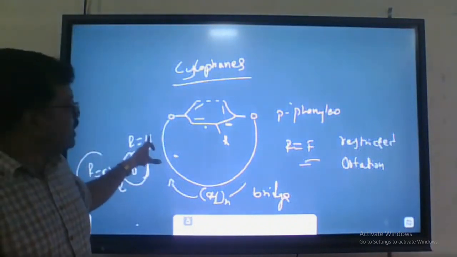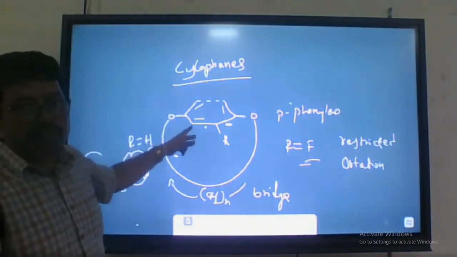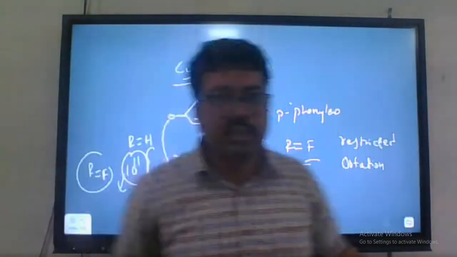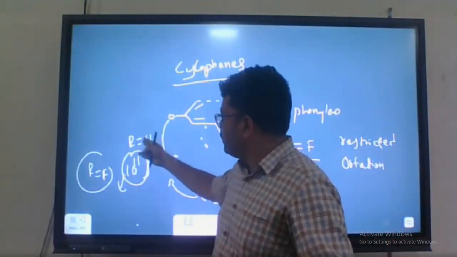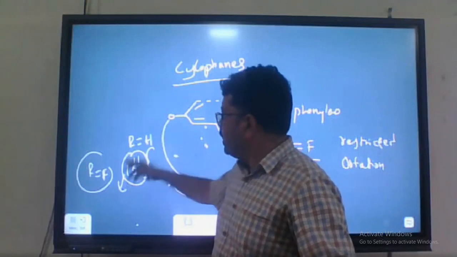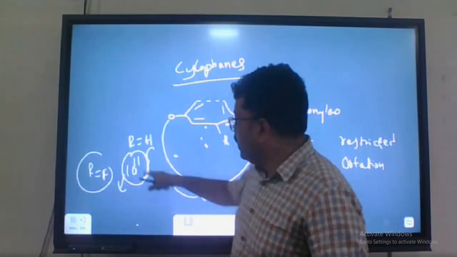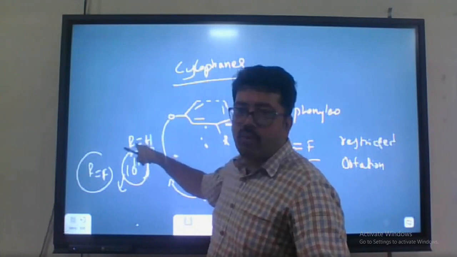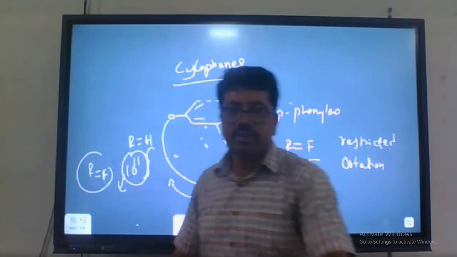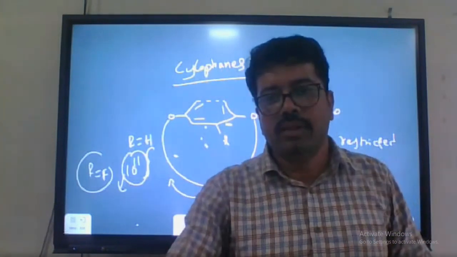If R is H, flipping is 10 to the power of 11 times faster. If R is substituted with H, it flips more than fluorine. That is, 10 to the power of 11 times more flipping in the case of hydrogen compared to fluorine.